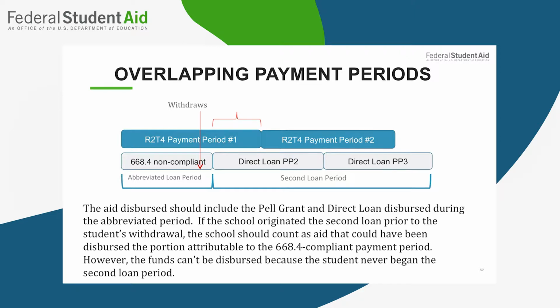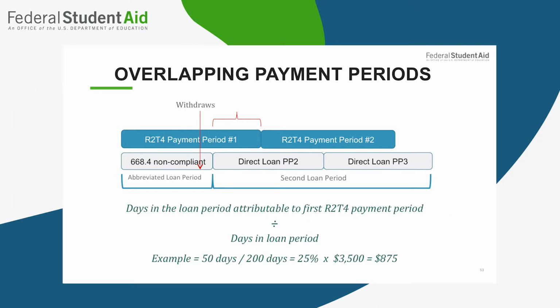So we have a portion of loans for that direct loan payment period number 2, and that portion is going to be just part of it, not all the loan funds, but part of it. And that's what we're trying to represent with the red brackets at the very top. The next slide will make it a little more clear. This example again shows that the student withdrew during that abbreviated loan period. So how do we tackle that little portion of the R2T4 payment period number 1?